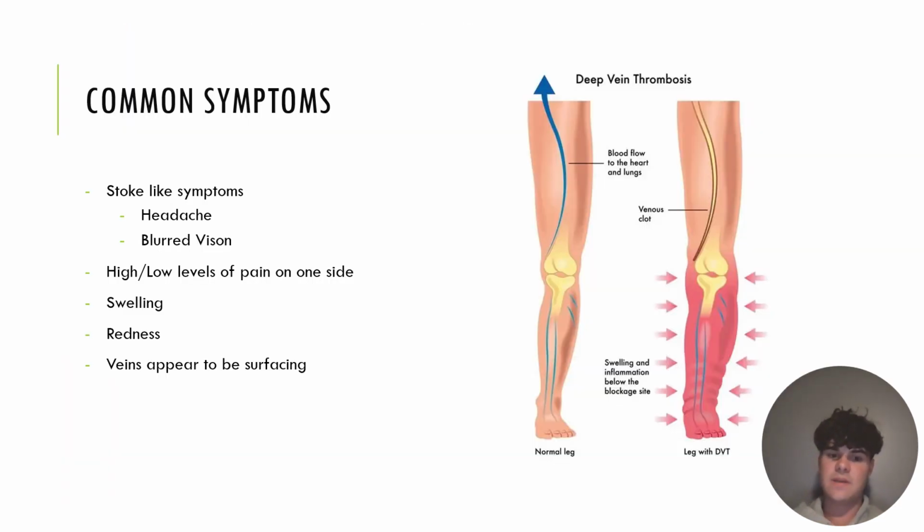Some common symptoms are stroke-like symptoms, headache and blurred vision, high or low levels of pain on one side, often on the side where the DVT was found. Redness, and veins can appear to be moving toward the surface, veins that aren't typically there.